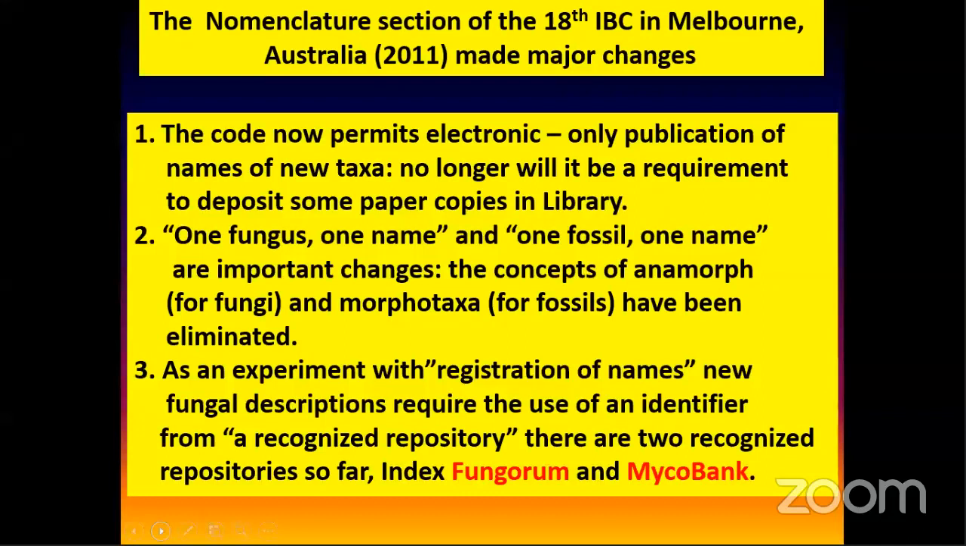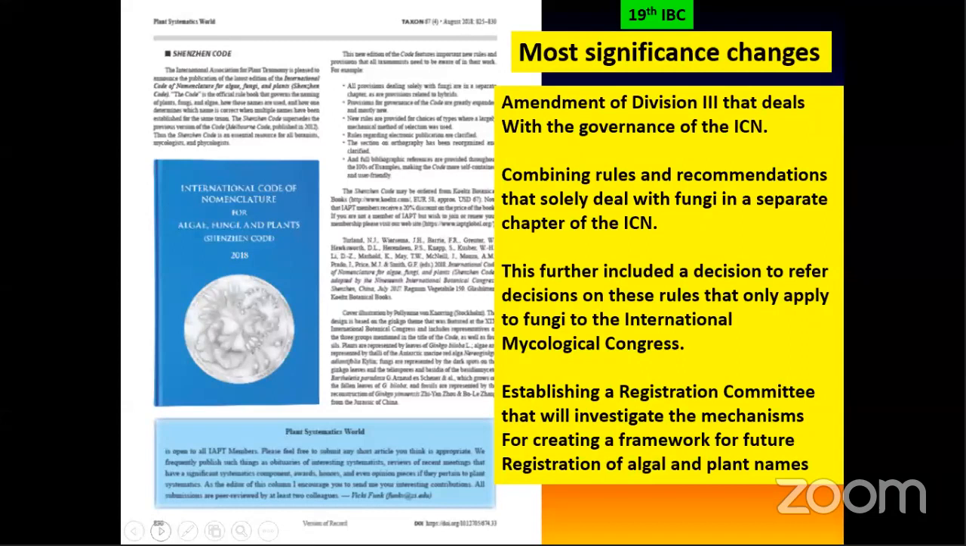So next one. The most significant outcome of the 19th International Botanical Congress, that is Shenzhen, also established some important changes. The first one is the amendment of Division 3, which deals with the governance of the ICN, how to manage the code. We have established a code at every conference, but how should it be managed? Should it be permanent or changeable? So the governance of the code was also amended. And the combination of rules and recommendations that solely deal with fungi is in a separate chapter of the ICN. For fungi, the nomenclature is included, and everything established in the nomenclature section of the code has been established for fungi.